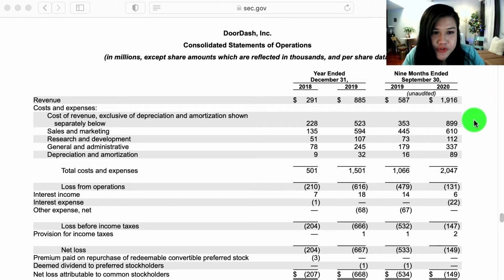Moving along to costs and expenses, there's really nothing here that's striking my attention. You would think I would want to call out this $899 million, right? This $899 million is related to payouts to the Dashers. So as revenue goes up, I would expect this number to go up as well. So it's not really alarming to me that it changed from $353 million in 2019 to $899 million in 2020.